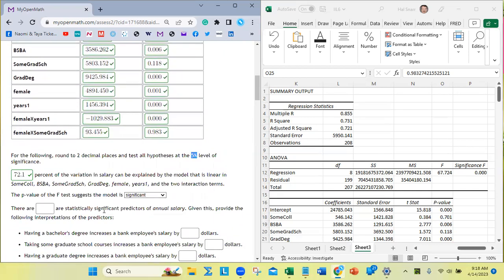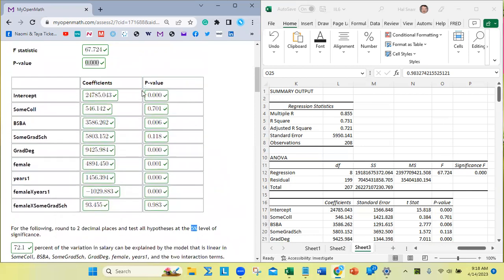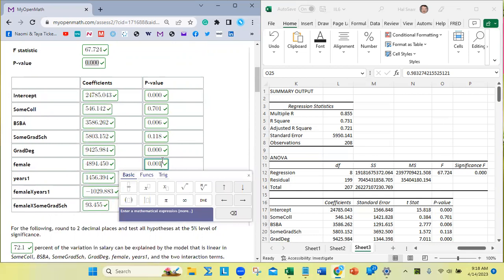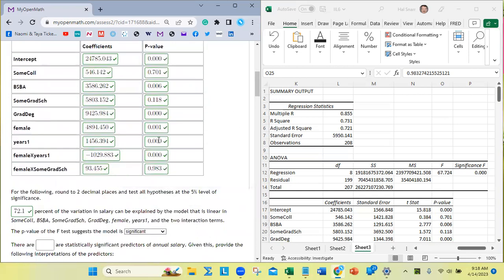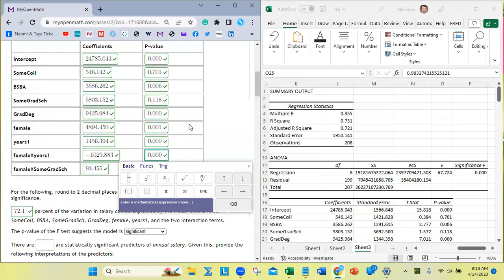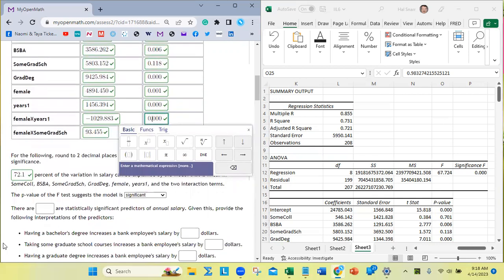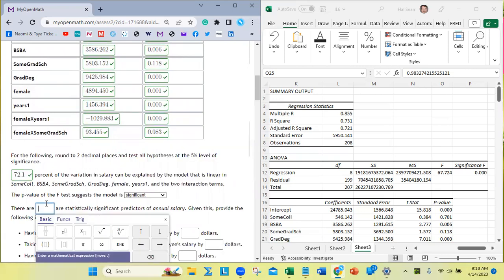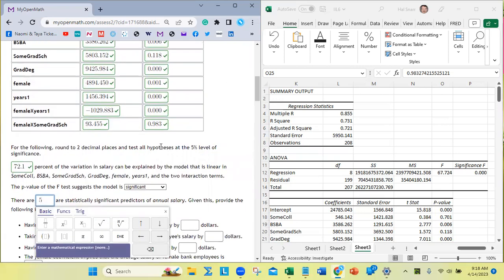Okay. Now we're going to count the number of statistically significant predictors of annual salary. So I'm going to go through and count any of these p-values, not the intercept, that are less than 0.05. That's not less than 0.5. So I got 1, 2, 3, 4, and 5. I got 5 statistically significant predictors of annual salary. And I'll double check to see if I got it right.